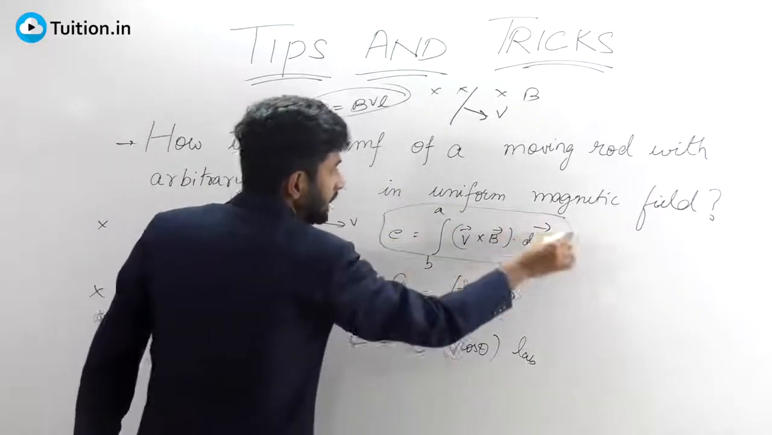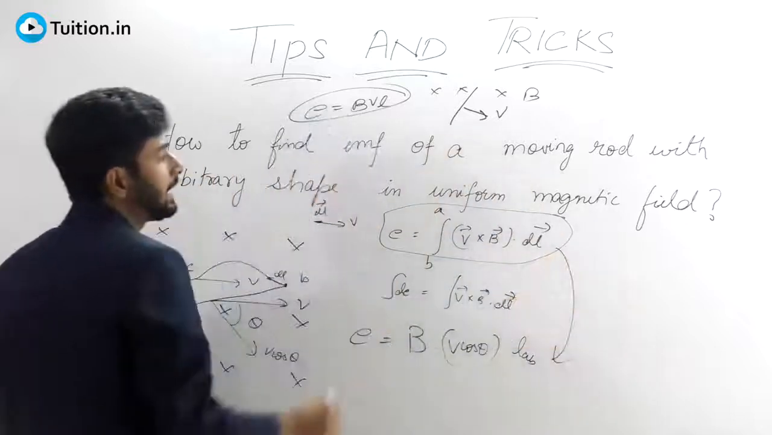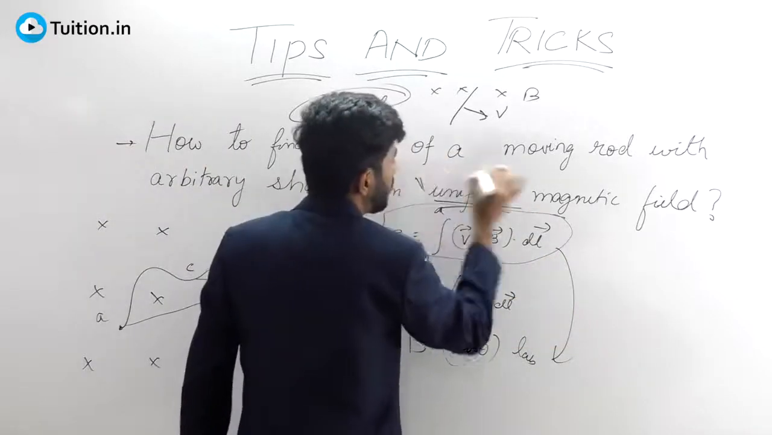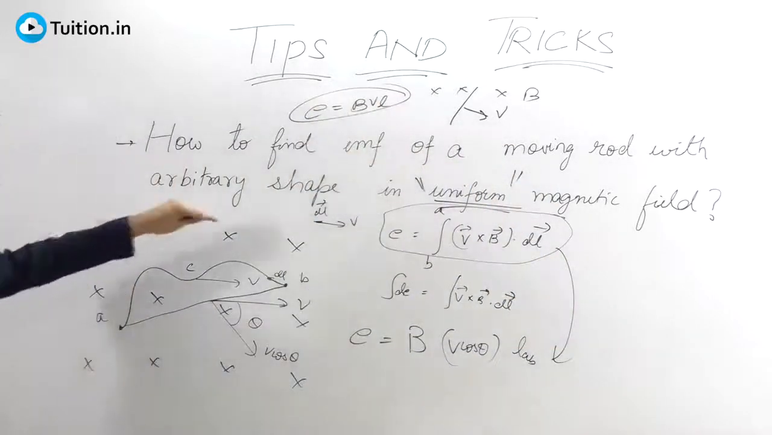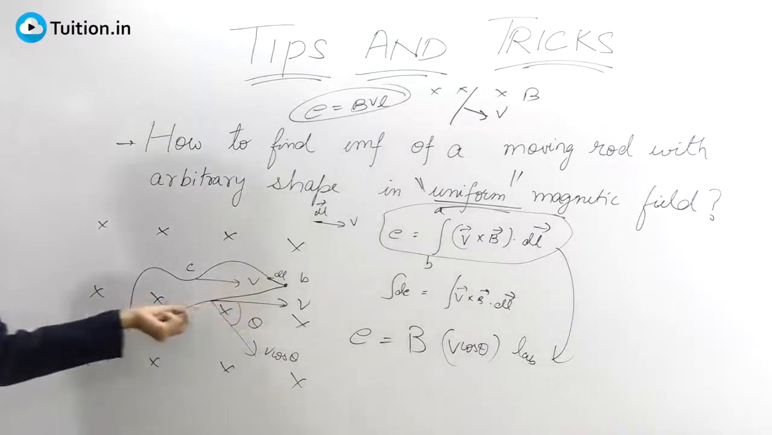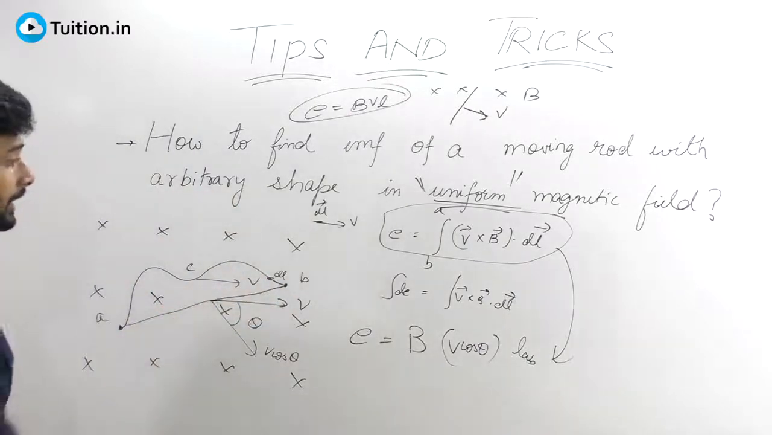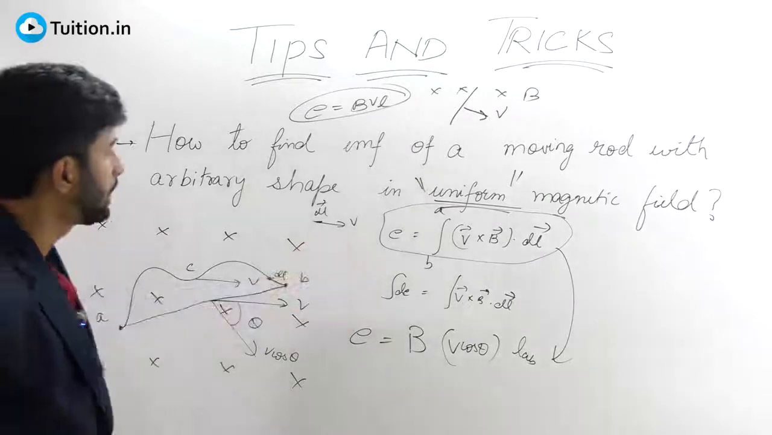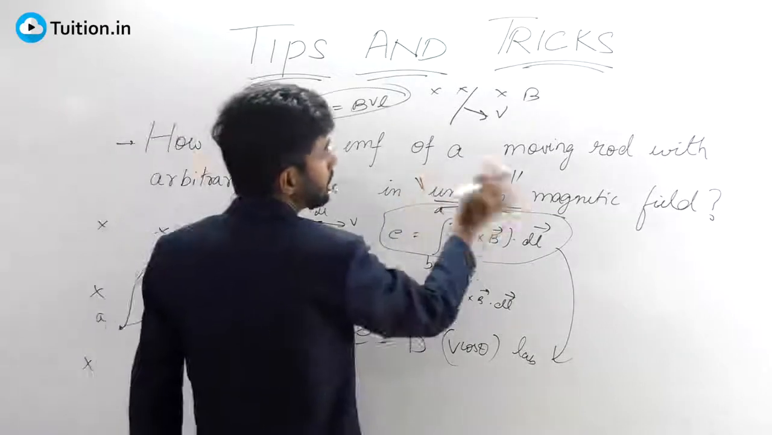Remember, I can do this. This integral can be reduced to this only if the field is uniform. The word uniform is very crucial. If the magnetic field changes its direction or magnitude at any point, then this expression can't be used. I'm able to use it only because the field is uniform.